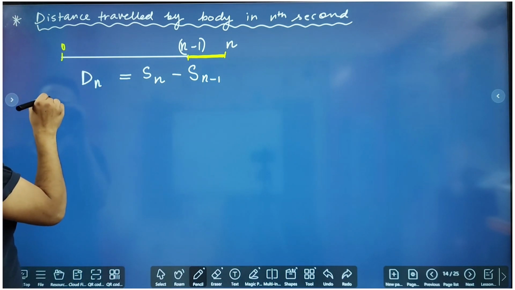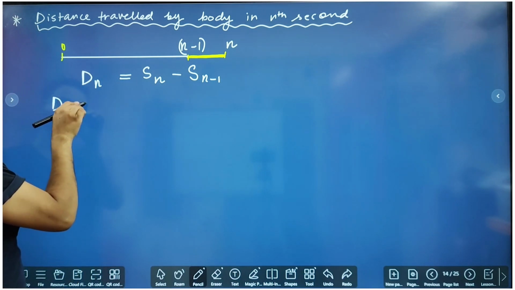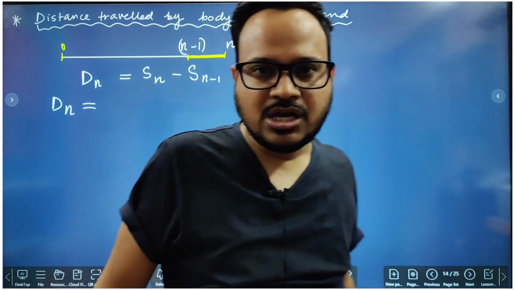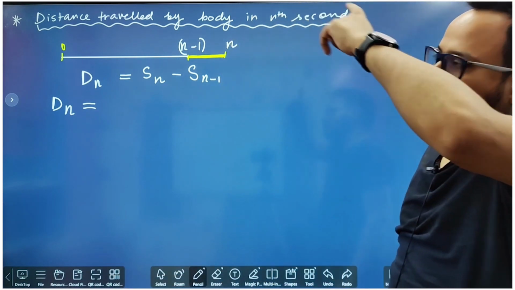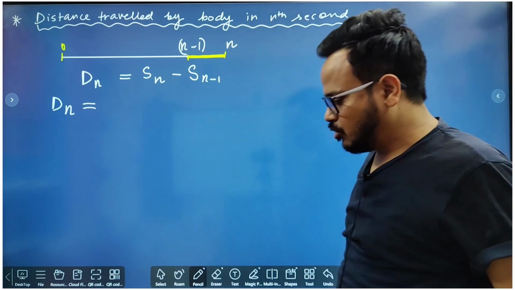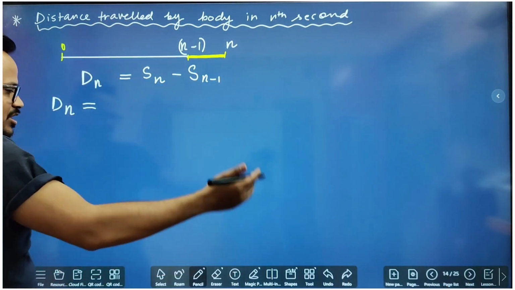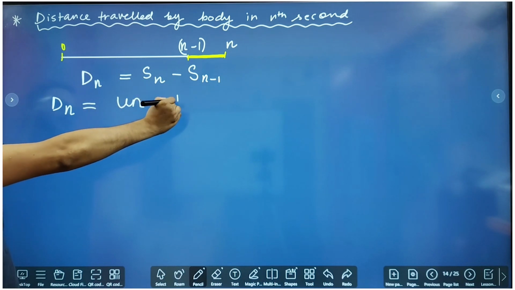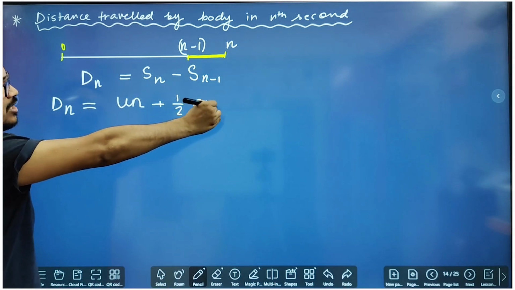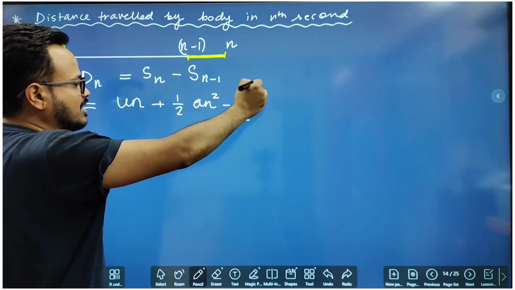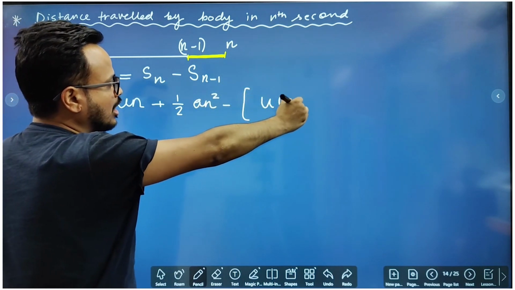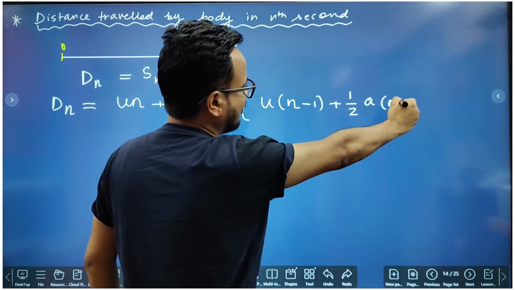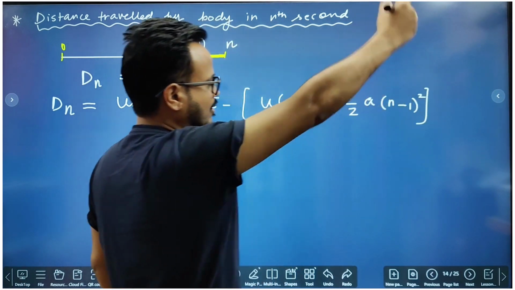Okay, so we are going to get questions based on this concept in which we have to find the distance covered by the body in a particular second. So we do not want to apply this long procedure. That's why we are finding a small equation for this using the second equation. What is Sn? Sn is un plus half an square. What is Sn minus 1? It is u into n minus 1 plus half a into n minus 1 square.